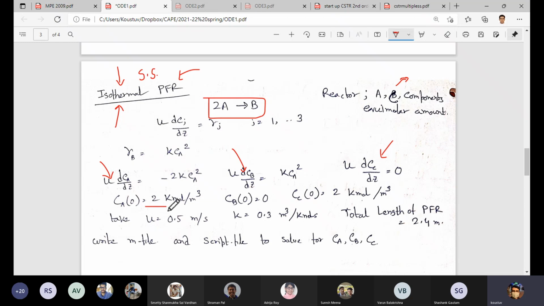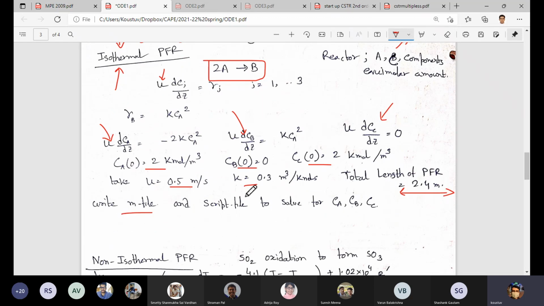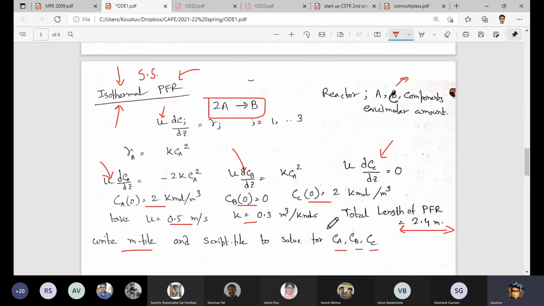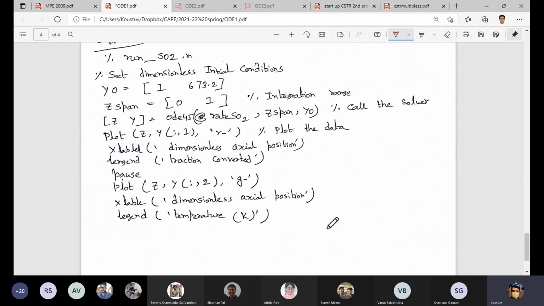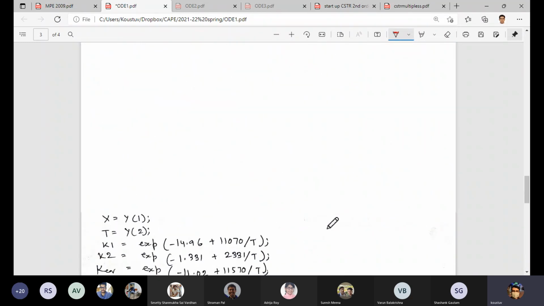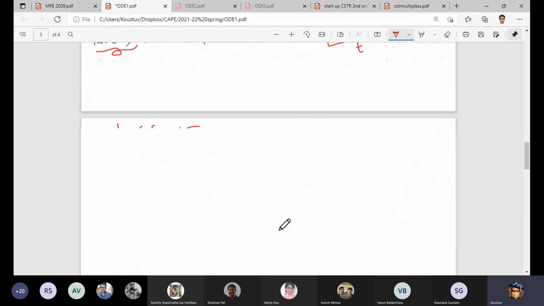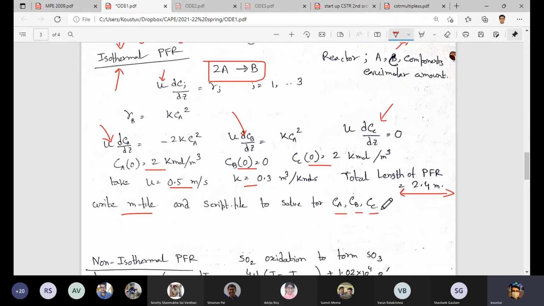Based on the initial conditions, we can easily integrate, and some values of the velocity of the fluid stream, and total length of the PFR are also given. The rate constant is also given, and we have to just write the M file, the function file, and the main file, and just solve for different concentrations, right? I have not written the code for this. These are just simple lines, and based on some previous example you can easily write it and solve it for CA, CB, CC.